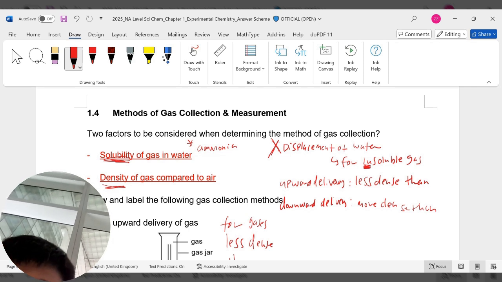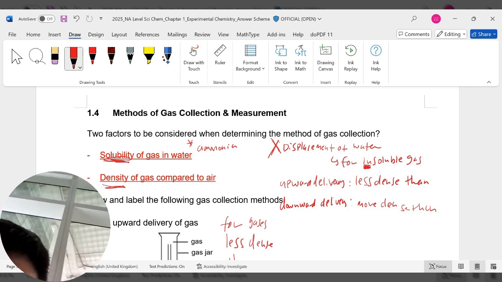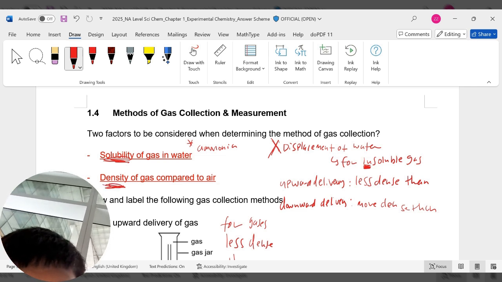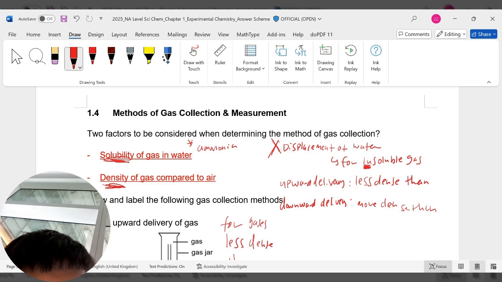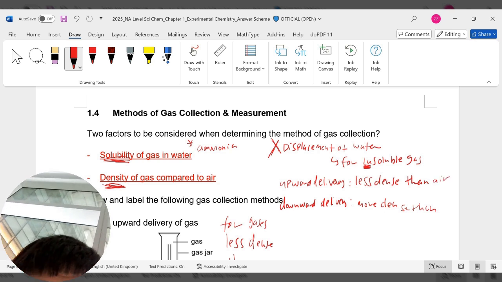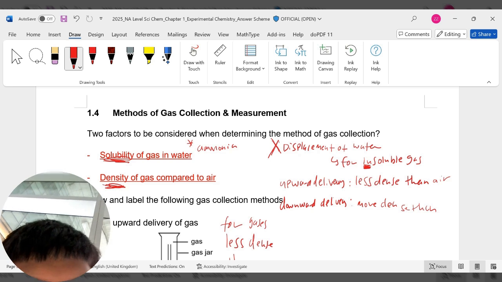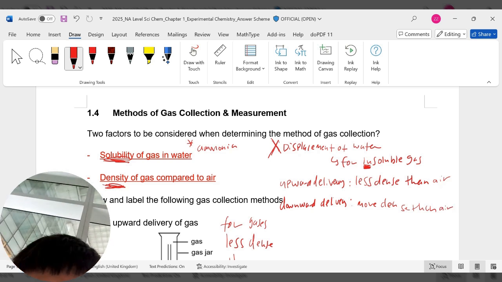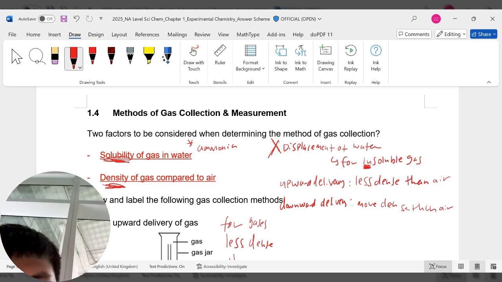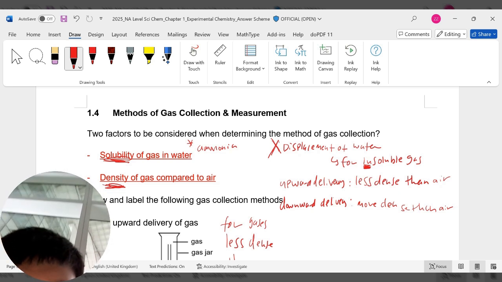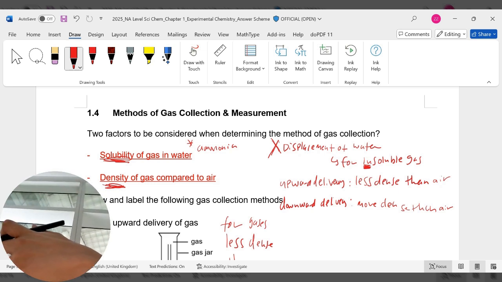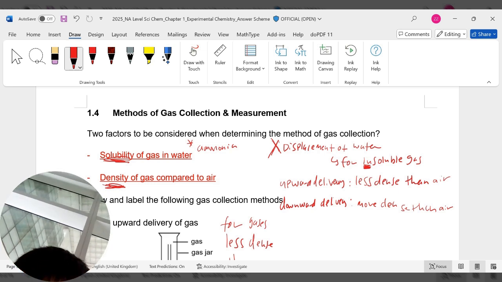Then what if something is soluble in water? Then you have to consider the density of the gas compared to air. Upward delivery is used for gases that are less dense than air, so they can float all the way up. Downward delivery is used for gases that are more dense than air, so they can sink down. If you need to copy this, you can pause the video and copy first. Later we'll look at the diagrams for how displacement of water, upward delivery, and downward delivery look.